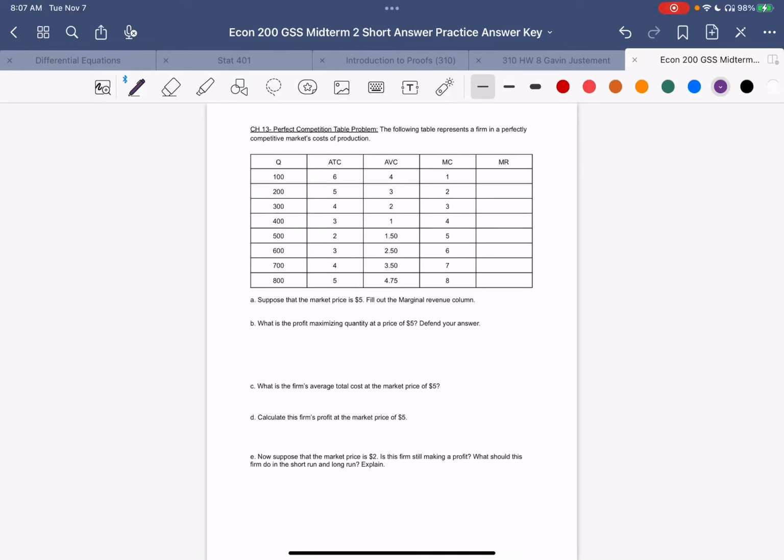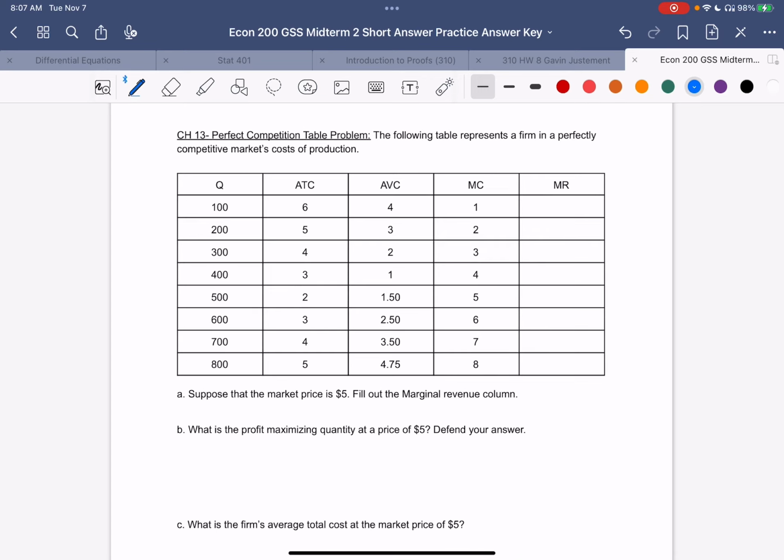Alright, so now we're picking back up with chapter 13, and we're doing a table problem here. So on your exam, you're going to have to be familiar with both graphs and tables. So hopefully this is a helpful way to help you understand how to solve table problems. So we're looking at perfect competition, and we're saying that the market price is $5.